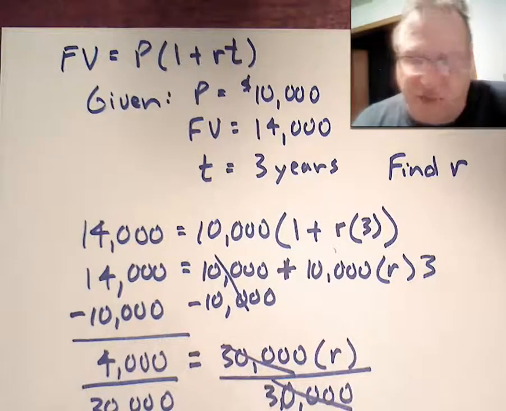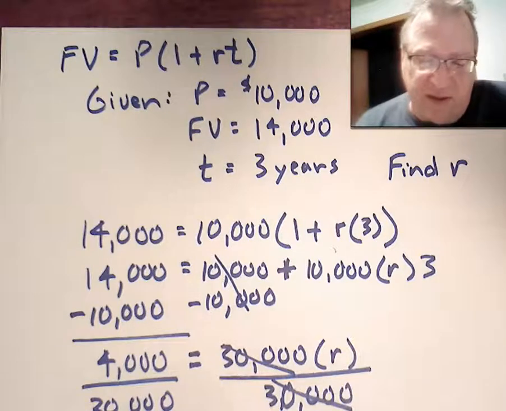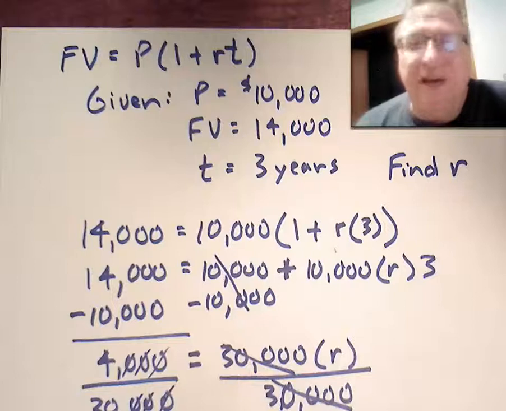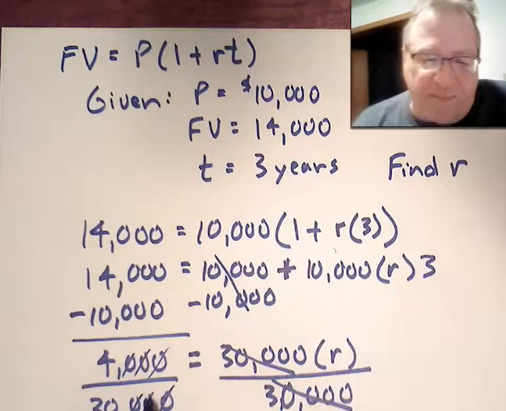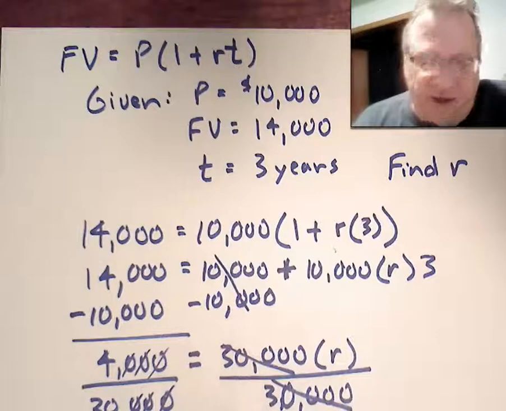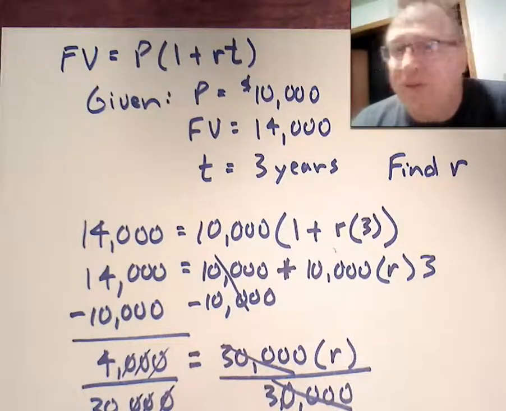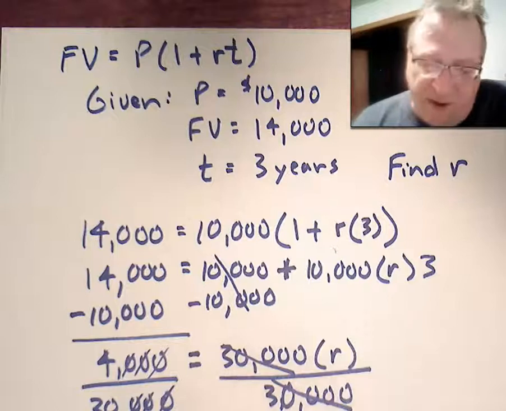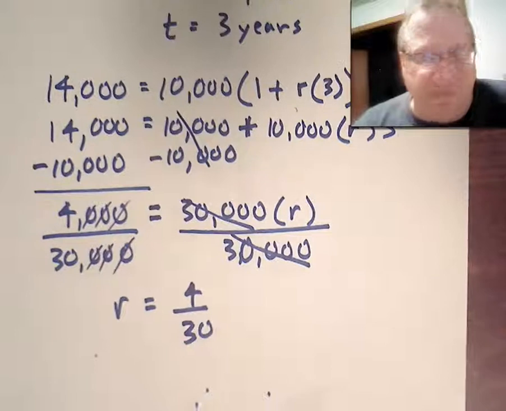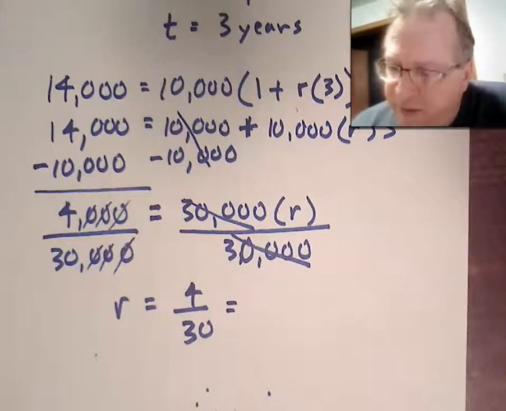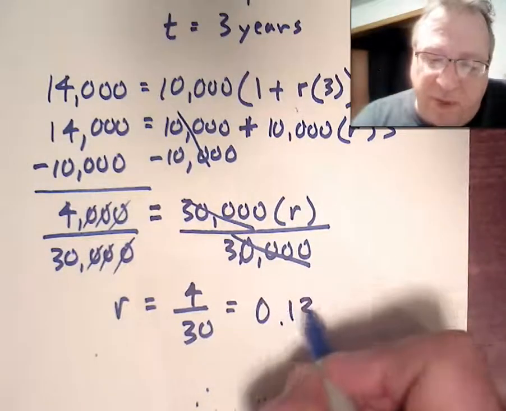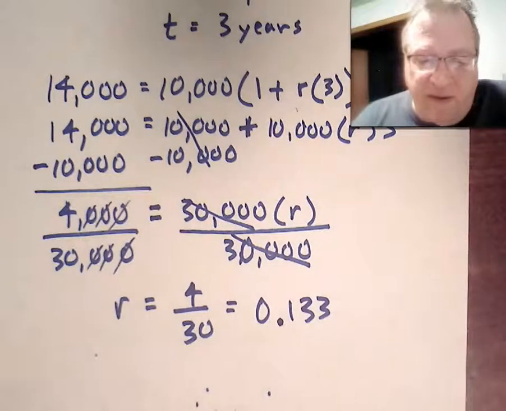I'm just going to turn those things around so it looks a little bit more like we like to look at things. I also know I can do some canceling. I'll divide both top and bottom of that fraction by 1,000, and I have 4 over 30. I could have left it as 4,000 over 30,000, just more zeros to punch in my calculator. And now when I punch that into my calculator, 4 divided by 30 is equal to 0.133.